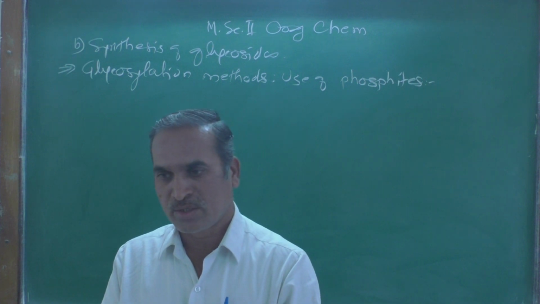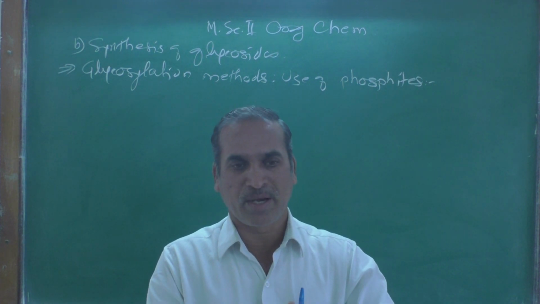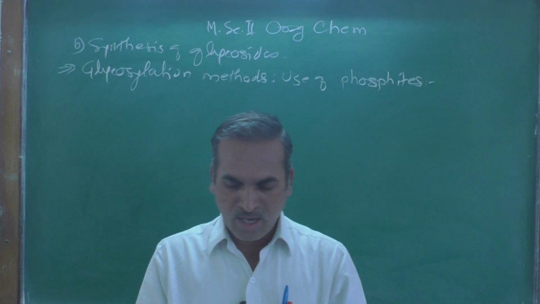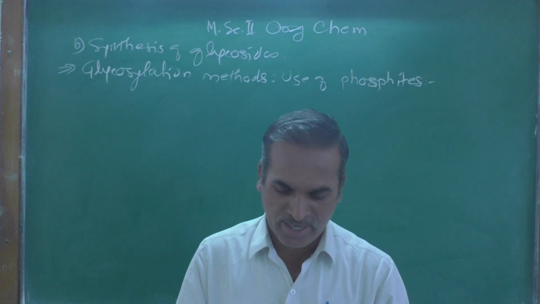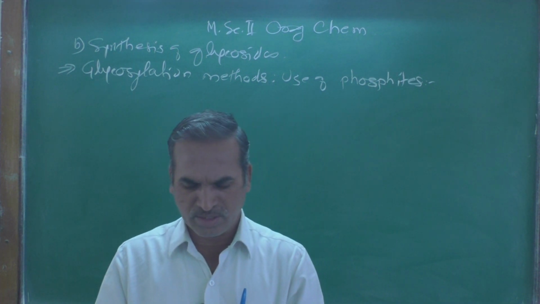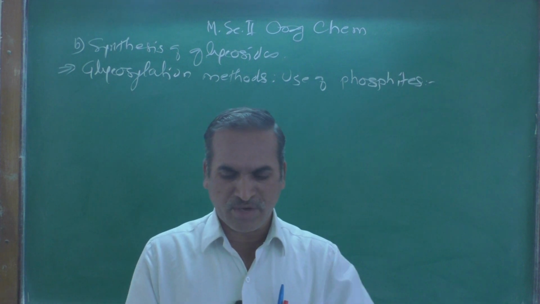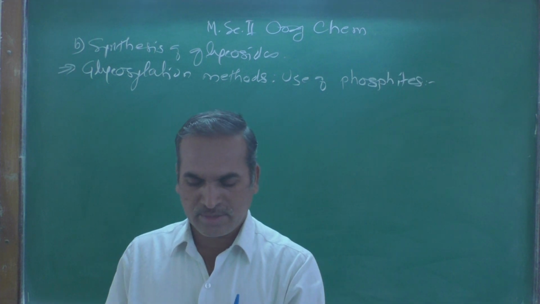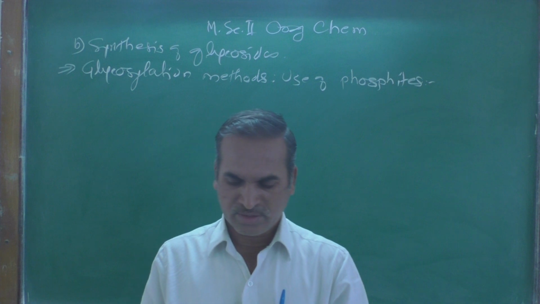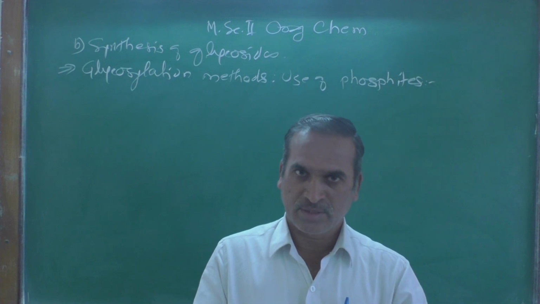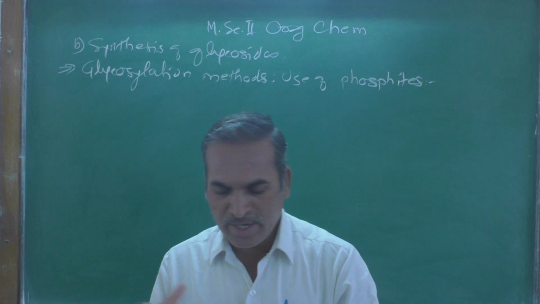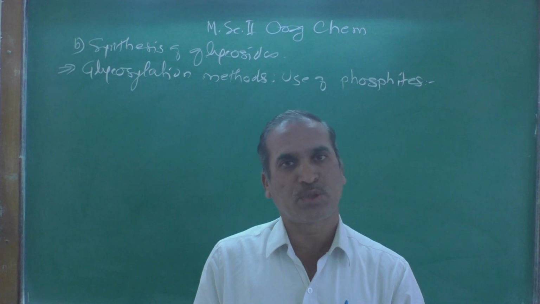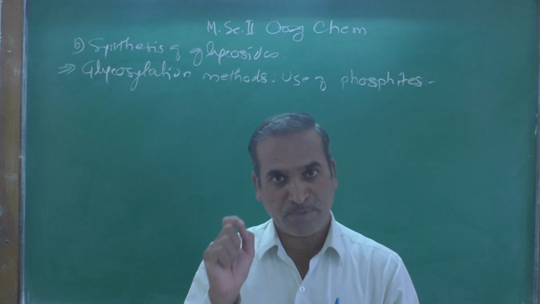Specifically, we are going to see the application of phosphite. In the chemical synthesis of oligosaccharides, the overall procedure can be divided into 5 steps. Number 1, design and preparation of the building blocks, that is, the glycosyl donors and acceptors, with selected protecting groups. That is step number 1.